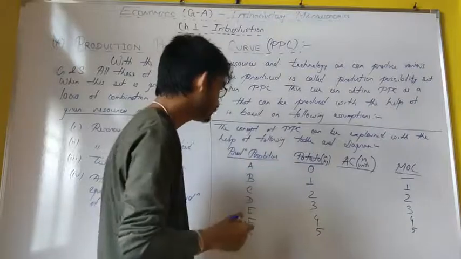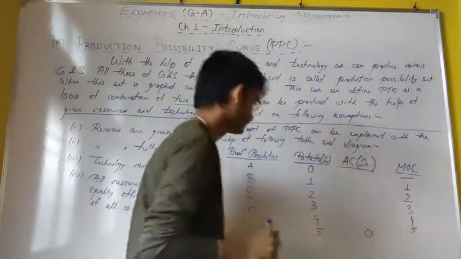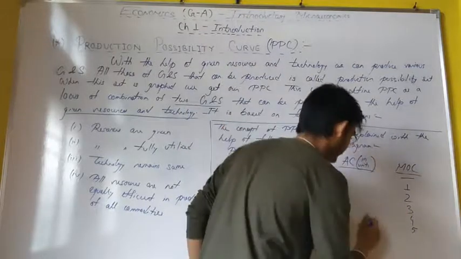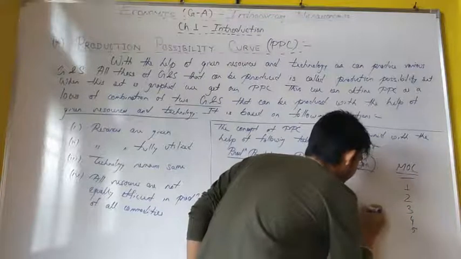Next, what you need to do is fill up the AC column. Start with 0 here. Then 0 plus 5, it is 5. 5 plus 4 is 9.